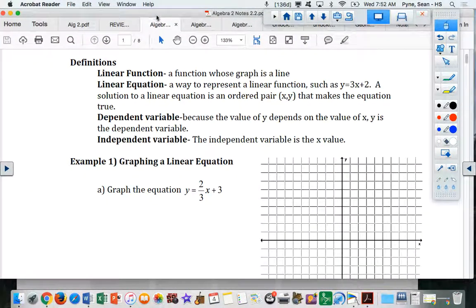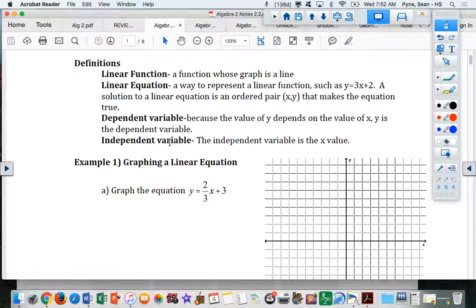All right, so we will be looking at graphing linear functions. A linear function is a function whose graph is a line. A linear equation is a way to represent a linear function, such as y equals 3x plus 2. A solution to a linear equation is an ordered pair, x, y, that makes the equation true. Okay? Ordered pairs. We talked about those last section.